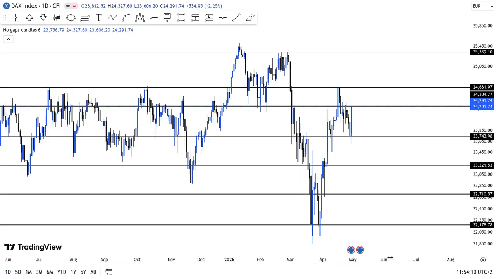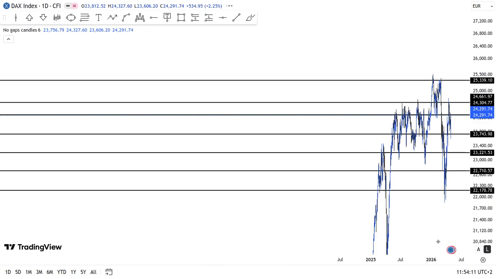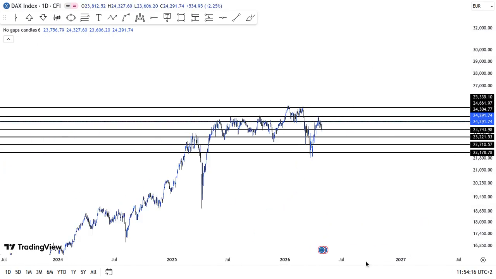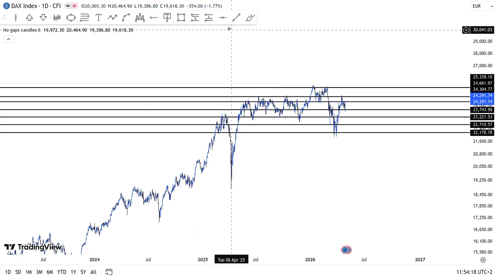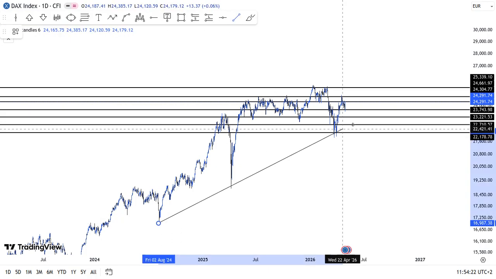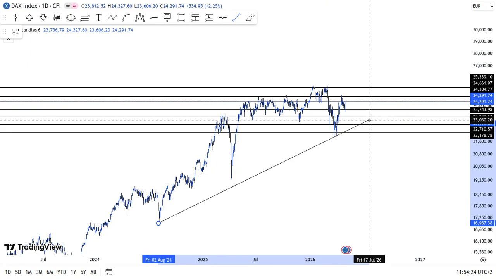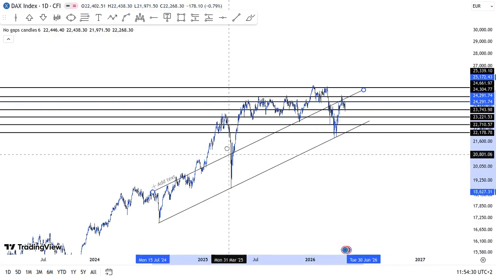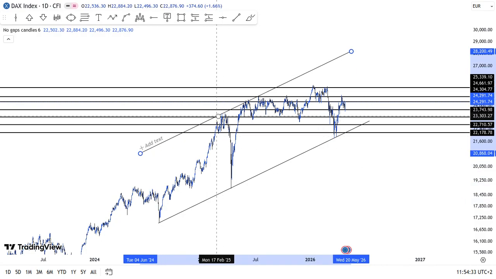Okay, and then we'll try to look at whether German 30 is bullish or what. So in this instance, I'll be doing this, marking the low, and do that.